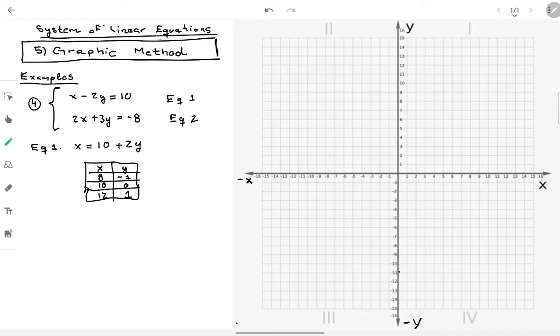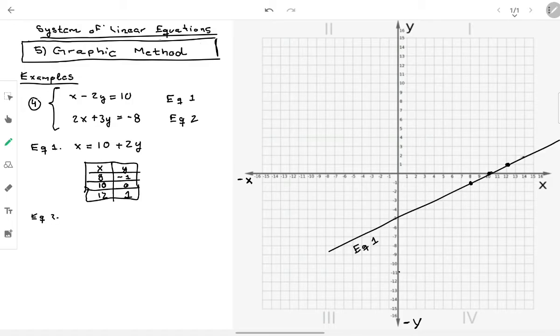It's going to be 8, comma minus 1: 8 to the right, minus 1 to the bottom. Then it's going to be 10, comma 0, that is 10 to the right, 0 to the top or to the bottom. And we have 12, comma 1, that is going to be exactly here. So we have our 3 points. We can do the line of this graph.